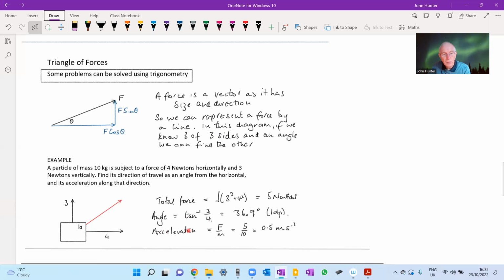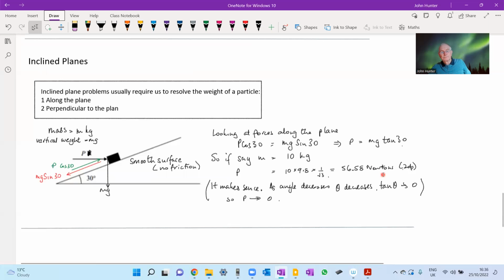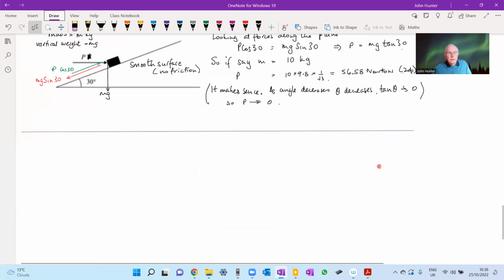The acceleration we can now work out from the above is the force divided by the mass. The force along this direction is 5 newtons, as we've established here. The mass is 10, that's what it says. So 5 over 10, so it's equal to 0.5 meters per second squared. So that illustrates that one. So the last thing.